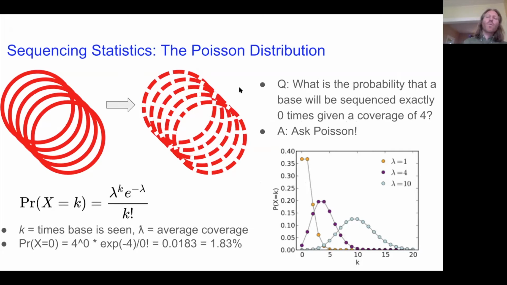So we have more questions we could ask. What is the probability that a base will be sequenced exactly 0 times given some coverage? That's essentially asking, what's the likelihood that we will be unable to complete this genome sequence because there will be at least one base that remains unsequenced? And so the way we answer this is using the Poisson distribution, which is a statistical distribution that explains what happens when you are randomly sampling from discrete cases.